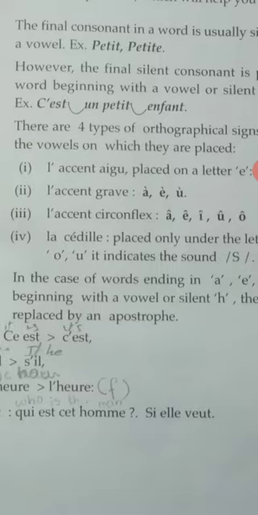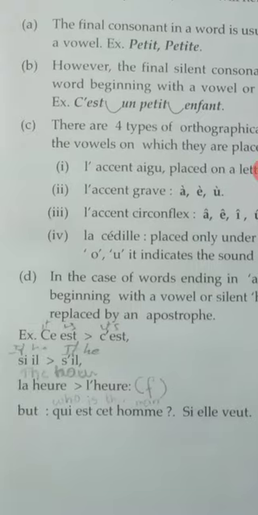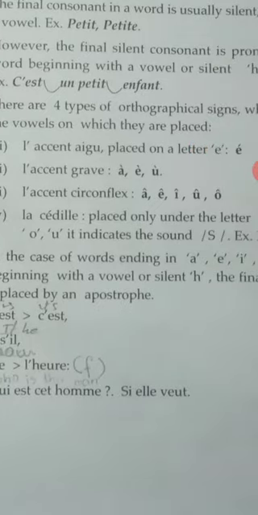Apostrophe is what you see here. Okay, se plus a, you have s'a there. Correct. Se plus a, you have s'a. Okay, say with me, s'a. Similarly, ce plus il will become s'il. Then la plus will become l'er. Okay, then please take note of this. Qui est cet homme?